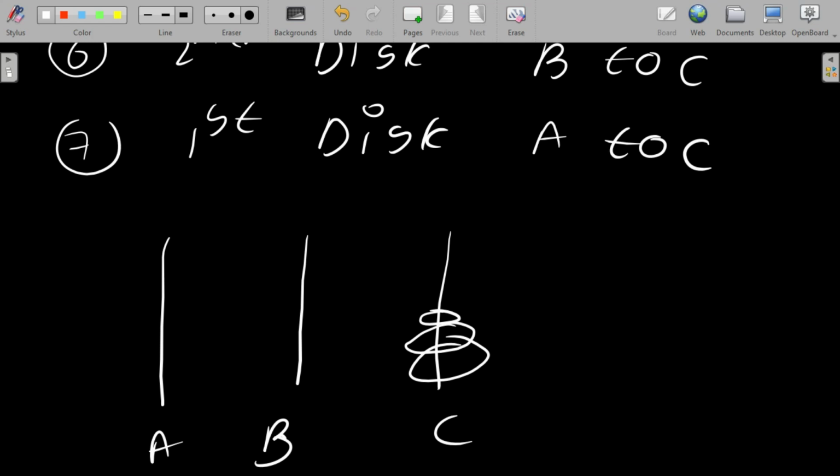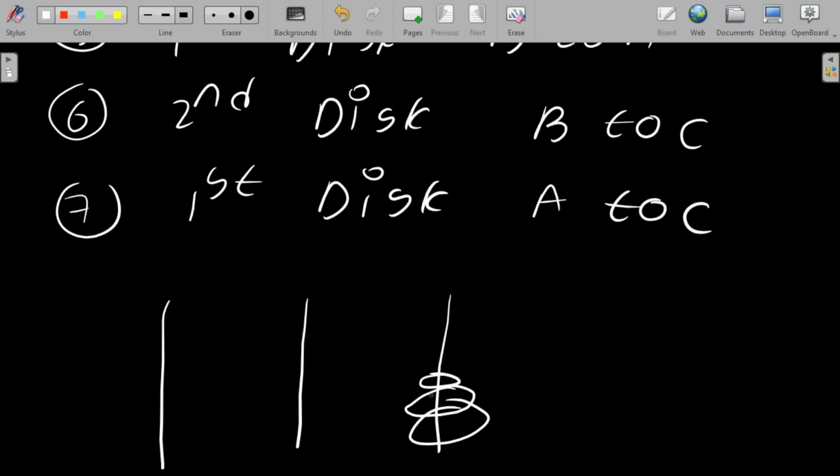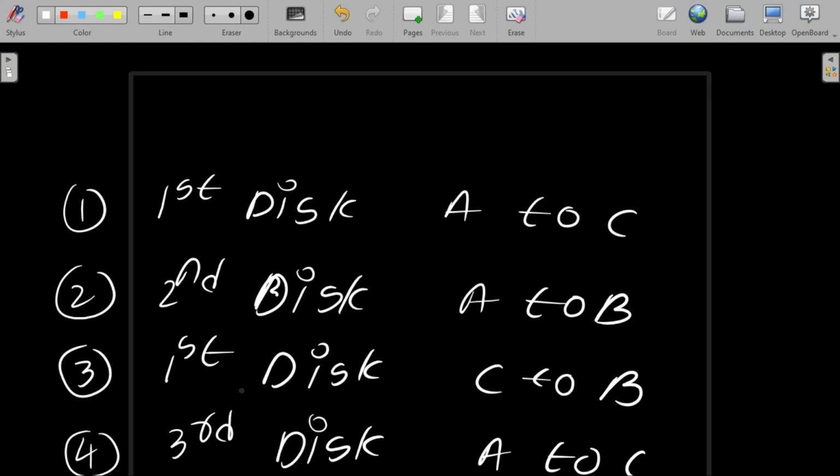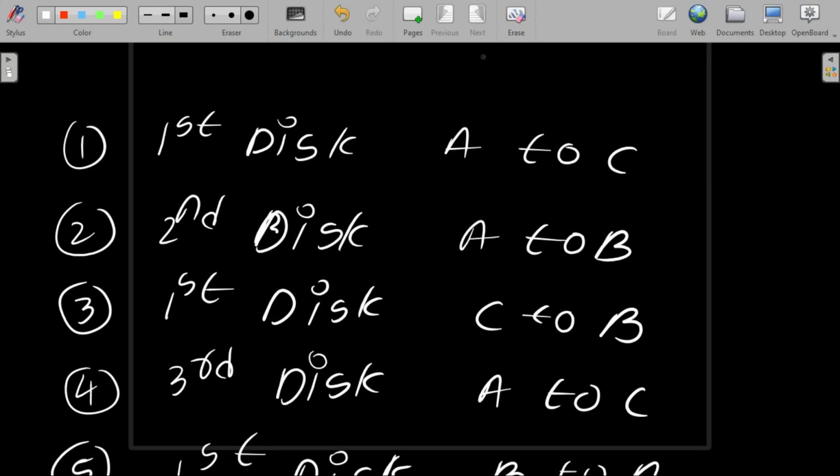You may notice something interesting. To move the largest disc, we first had to move the smallest disc away. That's why we moved the first disc from A to C, to move the largest disc. After moving the largest disc, we again move the smallest disc. This same idea keeps repeating. That repeating process is called recursion. So let us understand recursion here.